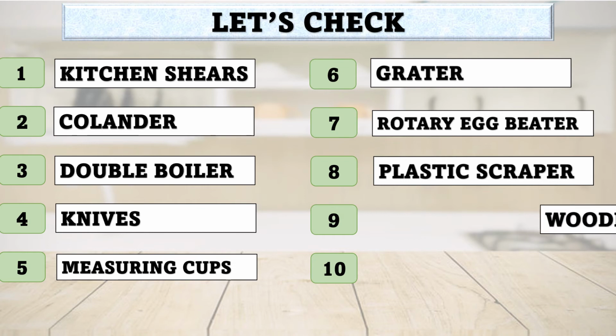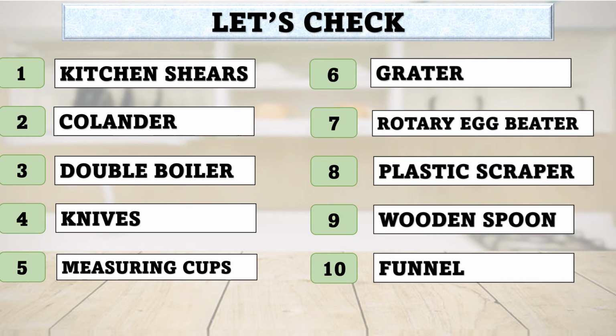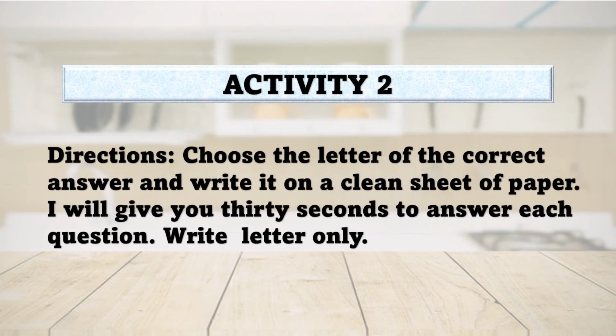Number 9, if your answer is wooden spoon, your answer is correct. Number 10, if you answered funnel, you got the correct answer. Congratulations! For the second activity, you are going to choose the letter of the correct answer and write it on a clean sheet of paper. I will give you 30 seconds to answer each question. And remember, write the letter only.